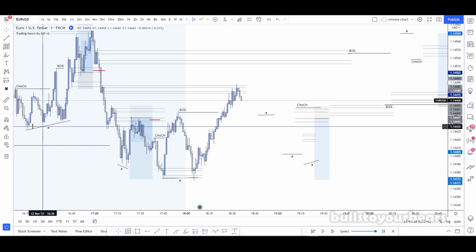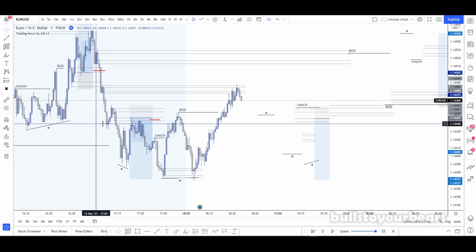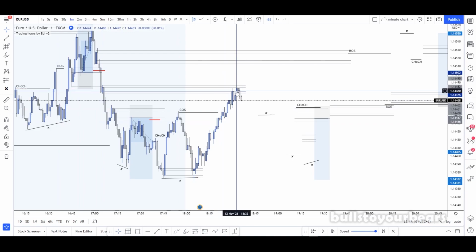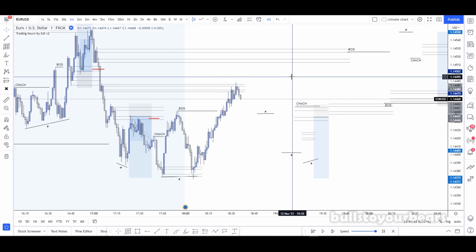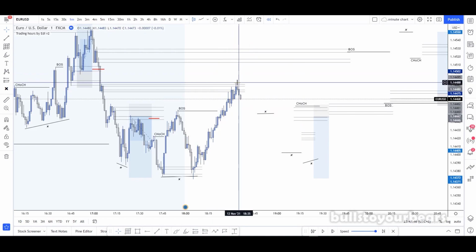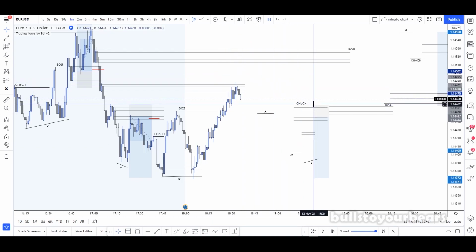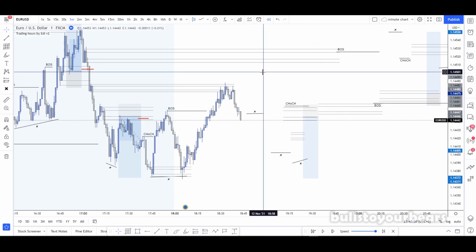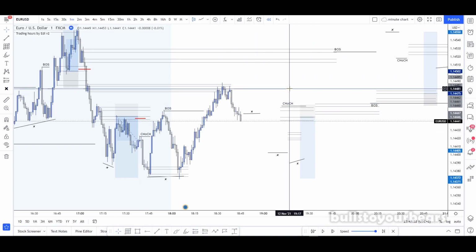This supply zone caused a break of structure here, took liquidity, caused break of structure here. Obviously there will be a reaction. So what do we see? We wicked above and then it started heading lower, right? There is a reaction. There will always be a reaction, right?